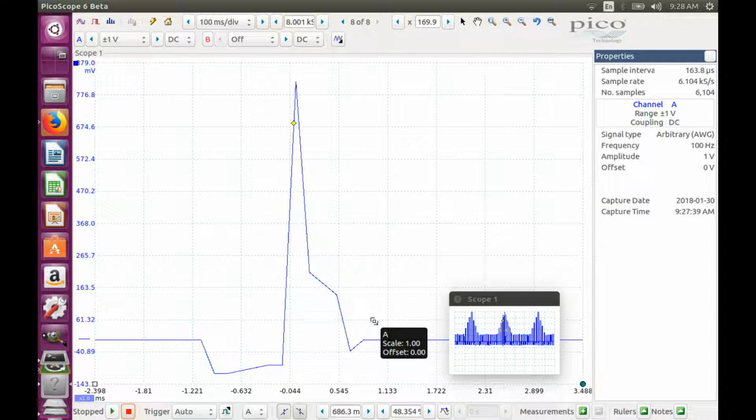In our case, what happened is that at 100 milliseconds per division, the oscilloscope is using something called blocked mode, and in this mode it does the following. It collects 8,000 samples and sends them to the computer by the USB cable, and then it does this again and again. But the problem is that only 8,000 points are on the screen, and if you zoom into that screen, you're going to lose the horizontal resolution.